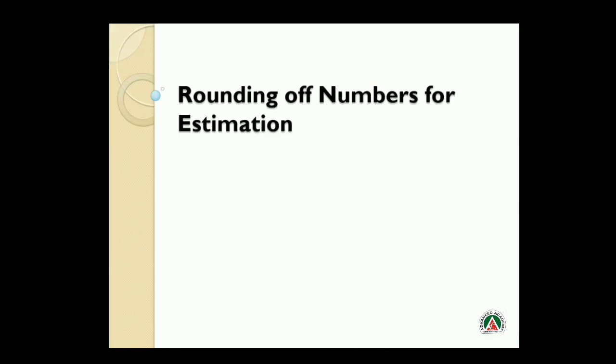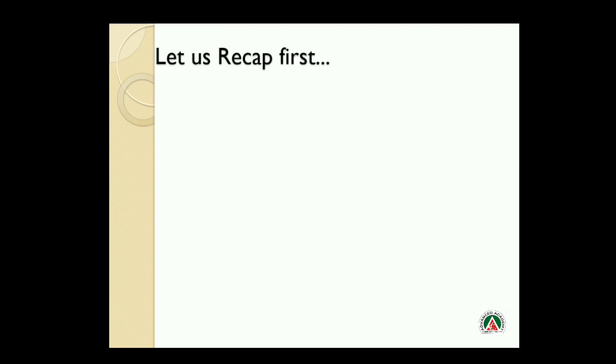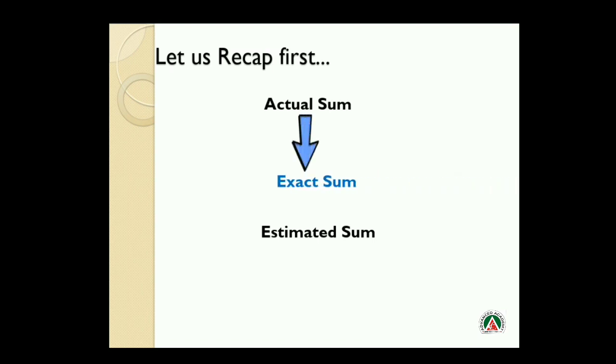Today's topic is rounding of number for estimation using number line. I hope you all completed its previous part, where I had explained the introduction, some applications where we can use and where we cannot use this concept, and some terminology. So let us recap first. A quick recap. In the previous lesson we had learned two terminologies which we will use in this concept. First is actual sum and the other is estimated sum. Actual sum is the exact sum and estimated sum is a guess or a judgment.